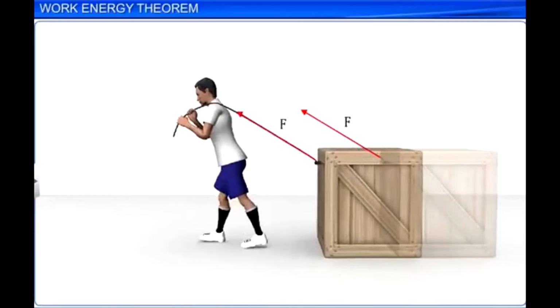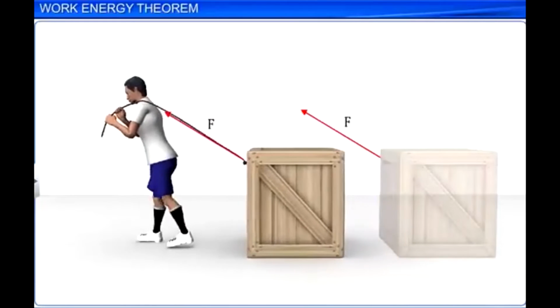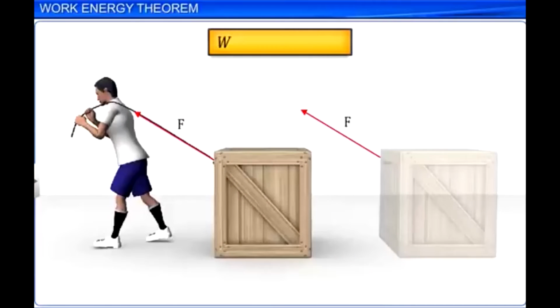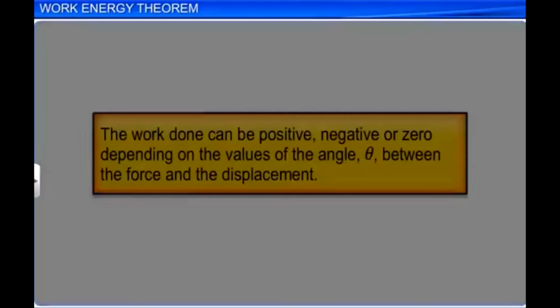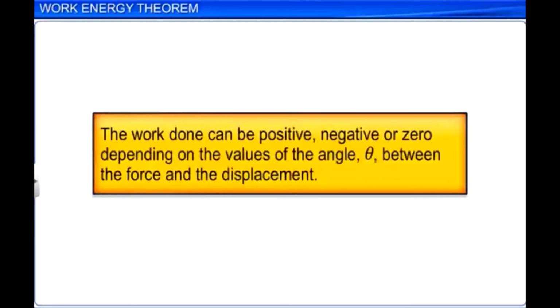Now, using the dot product, we can measure the work done as the dot product of the force and displacement, which is equal to F d cos theta. However, the work done can be positive, negative, or zero depending on the values of the angle between the force and the displacement, theta.